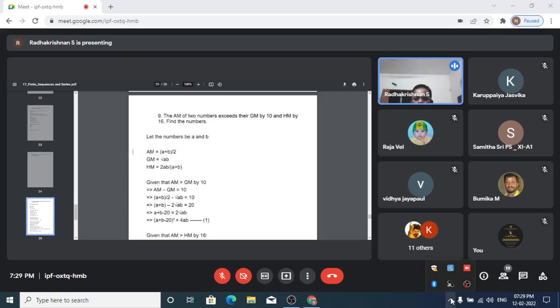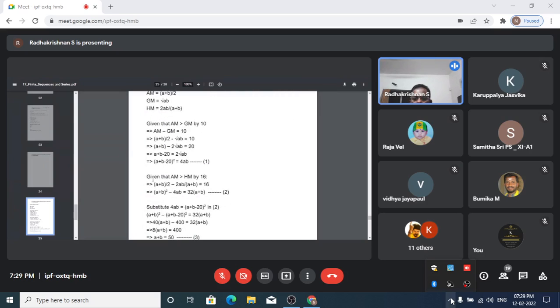So AM is A plus B by 2, GM is square root of AB, HM is 2AB by A plus B. So இந்த மூணு நமக்கு தெரியும். என்ன கொடுத்திருக்காங்க? AM is greater than GM by 10. அதனால so AM minus GM equal to 10. So A plus B by 2 minus square root of AB equal to 10. So இதுல இருந்து we get one equation. A plus B minus 20 whole square equal to 4AB னு கிடைக்கும்.